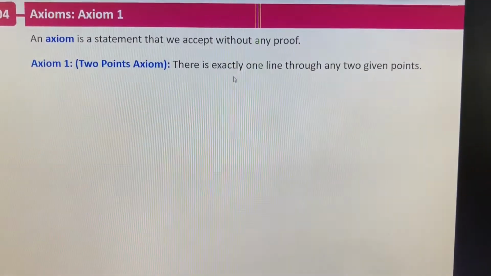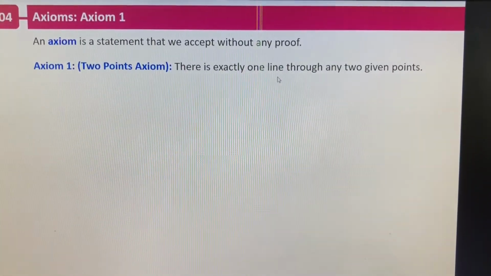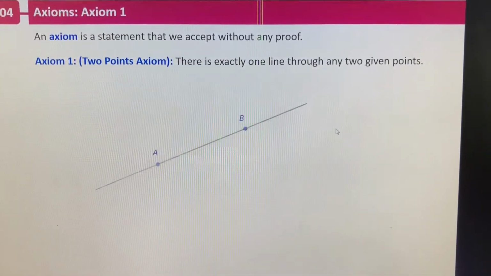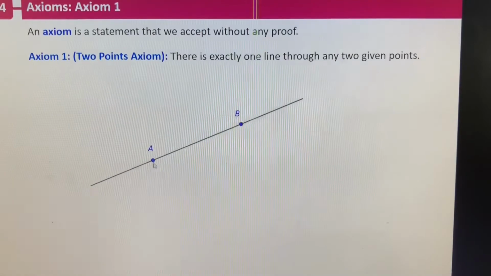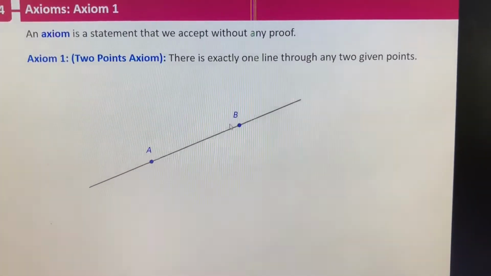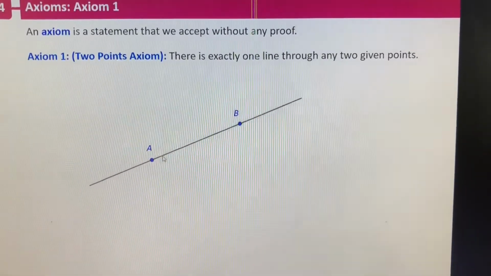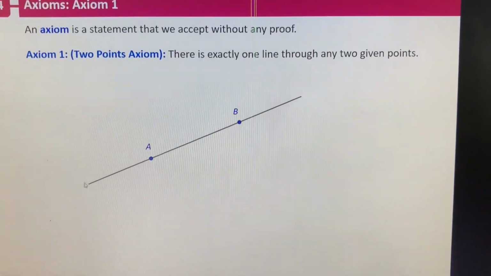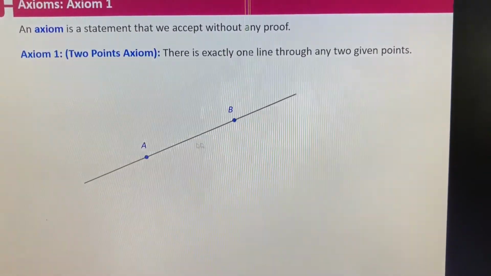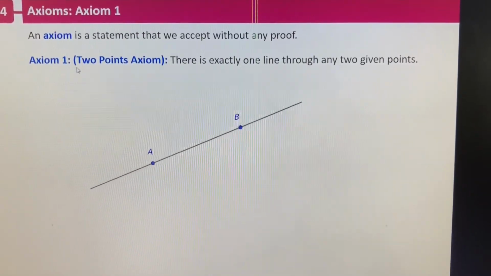There is exactly 1 line, so there can't be 2, 3, 4 or more, that runs through any 2 points. Let's have a look. If I was to draw A and B, 2 points labelled with their capital letters, and ask 5 of you to draw a line through those 2 points, then you would all draw the exact same thing. It would look just like this. And that helps us to understand that axiom 1 is correct.